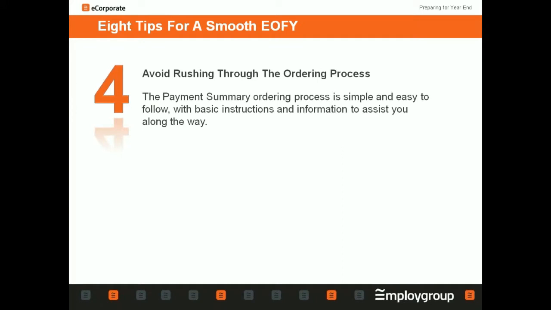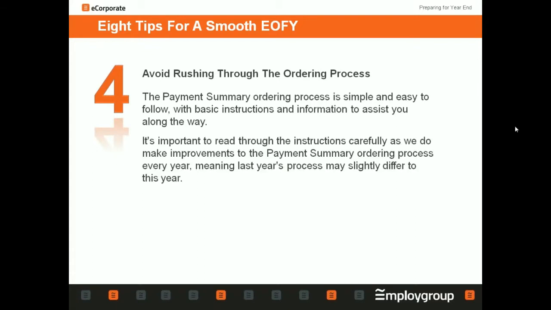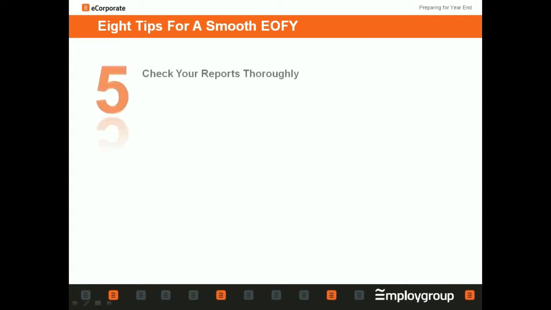Tip number 4, avoid rushing the ordering process. The payment summary ordering process is simple and easy to follow with basic instructions and information to assist you along the way. It's important to read through those instructions carefully as we do make improvements to the process every year, meaning last year's process may be slightly different to this year. Even for our clients who have been with us for 9-10 years, we do recommend that you take your time and read through that process carefully.